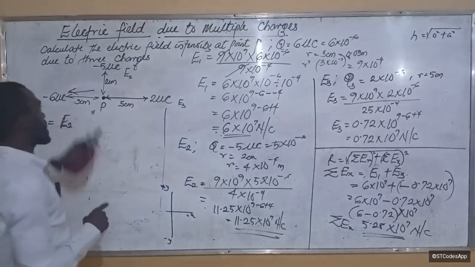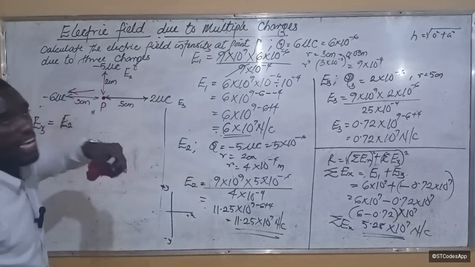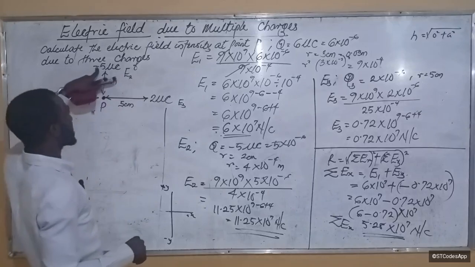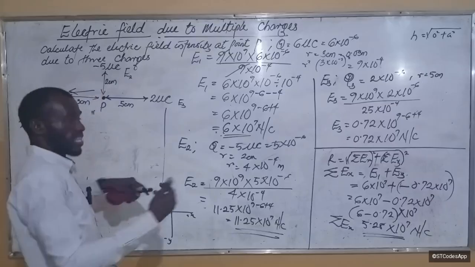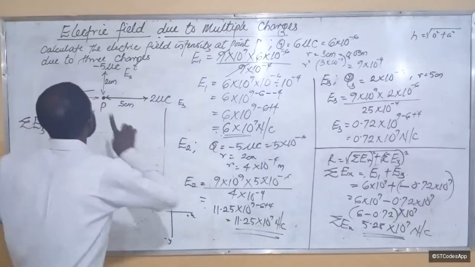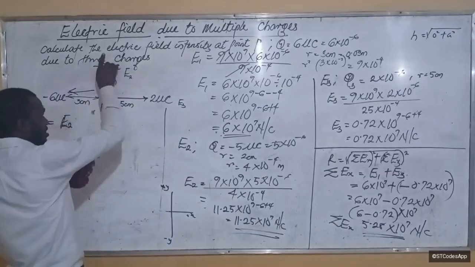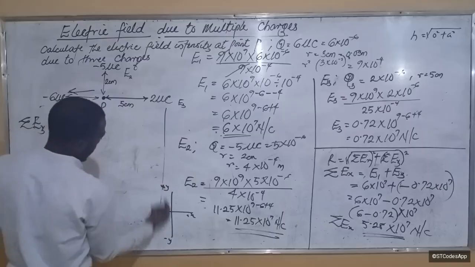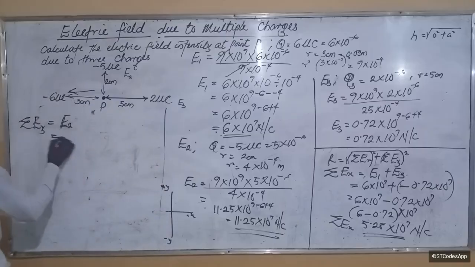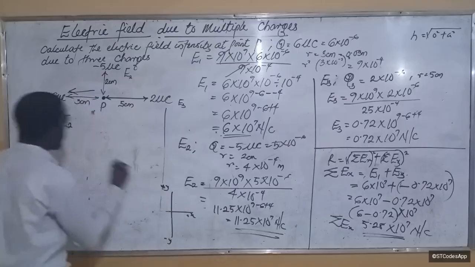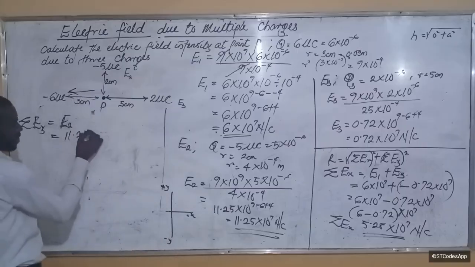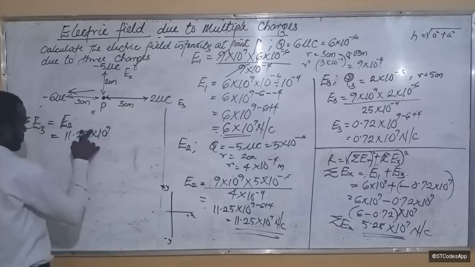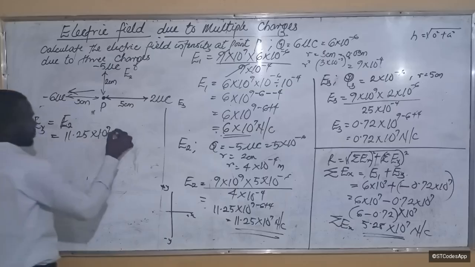Let's see. Now, for this one, it is a negative charge. So the electric field for a negative charge is going radially inward. So it means it will be going into that charge, right? It's going in the direction of that charge. And this direction is what? Positive y. So it means it will be positive. So E2 will be positive. So that will be 11.25 times 10 to the 7 Newton per coulomb.